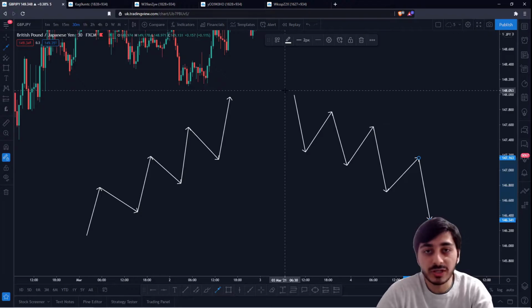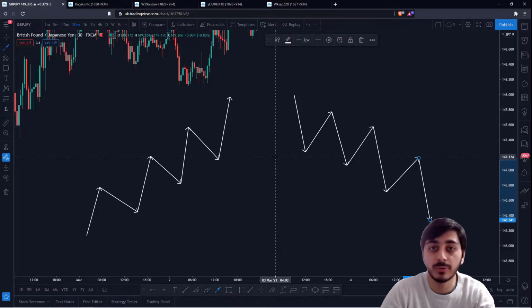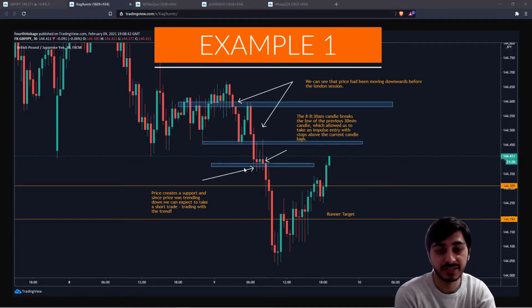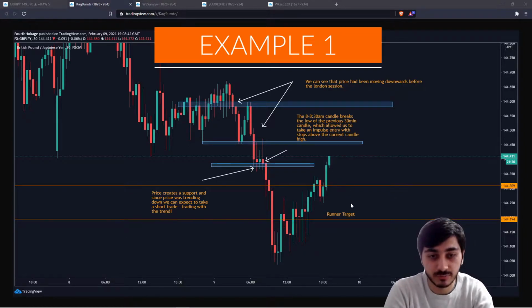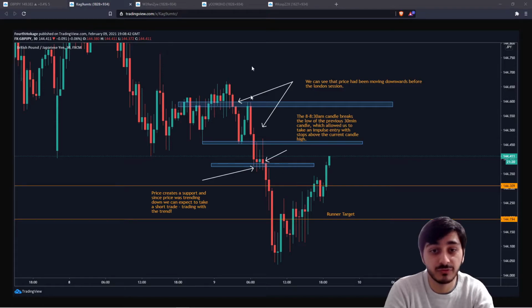What we're looking to do is take advantage of the trend that we are seeing to take a trade. So here are some examples of me taking trades based on a trending market before I get to the London session. On my screen you can see a screenshot of a trade that I've taken previously where I've done some analysis, so feel free to pause the video and read what I've written.